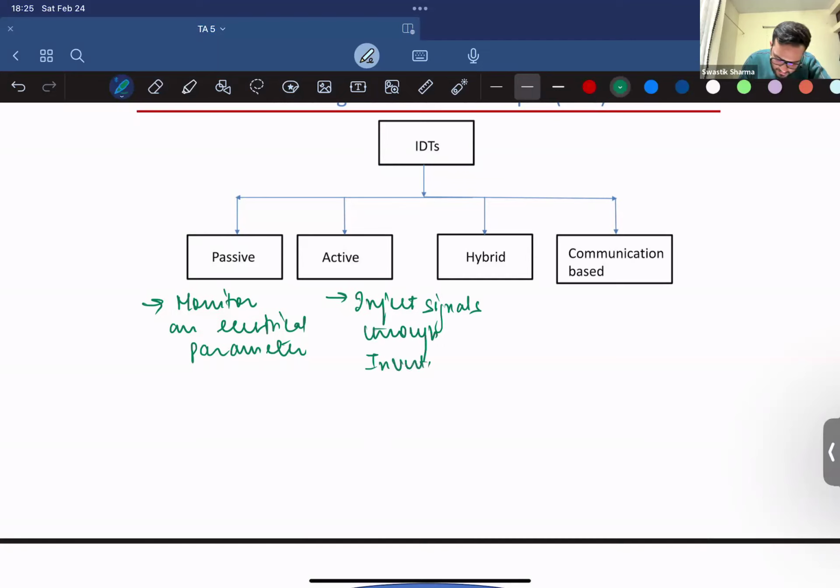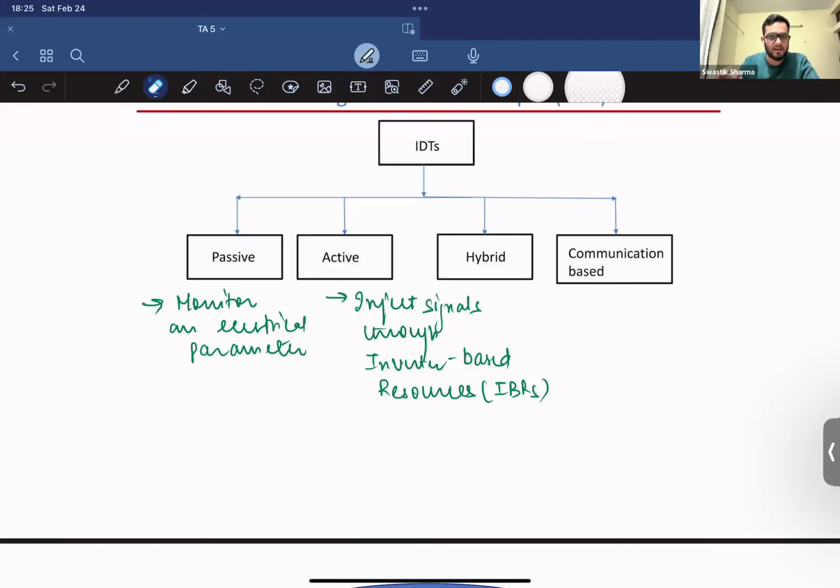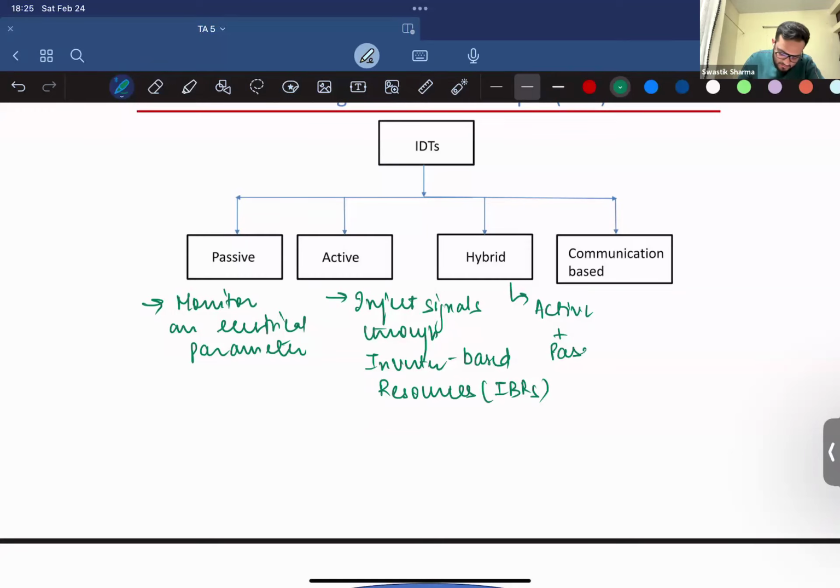When I use an acronym or an abbreviation, just let me know. I generally use it thinking that people would know it, but if I don't explain it, please let me know.